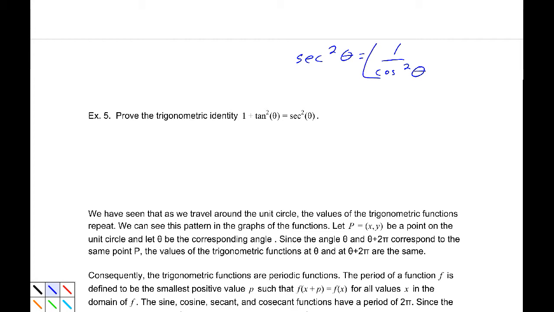Okay, so first let's just note this. The way that this is written is 1 plus some function squared equals some function squared. That should remind us of our Pythagorean identity. All right, we've got our Pythagorean identity. Let me go ahead and write that here. The identity.